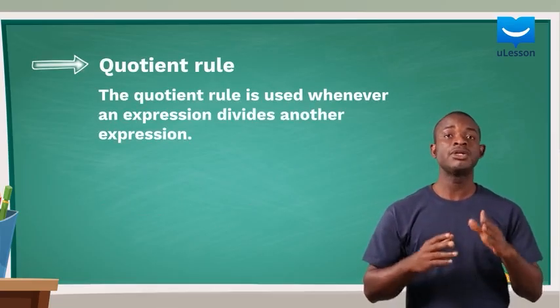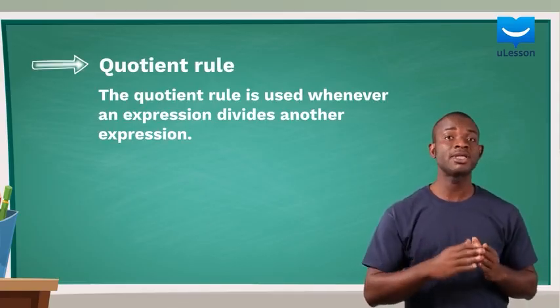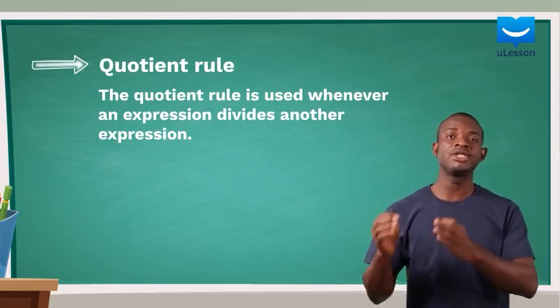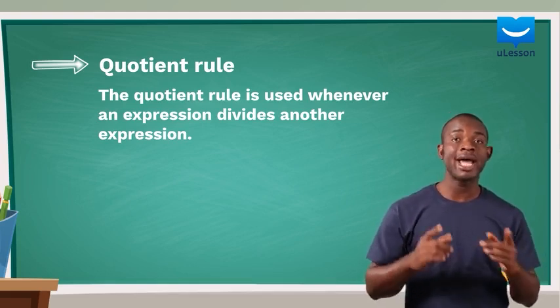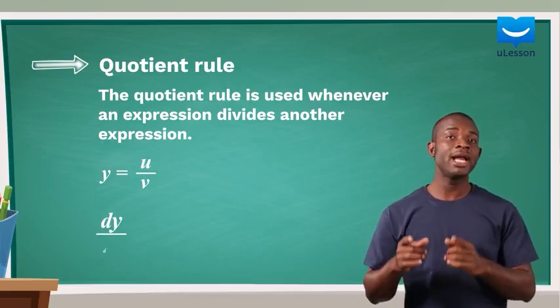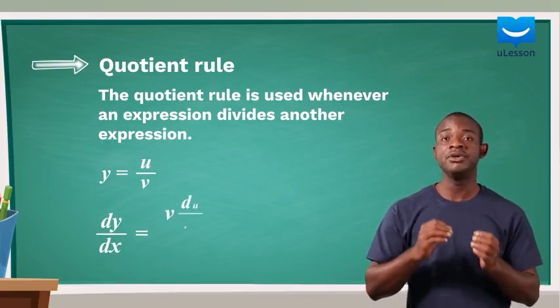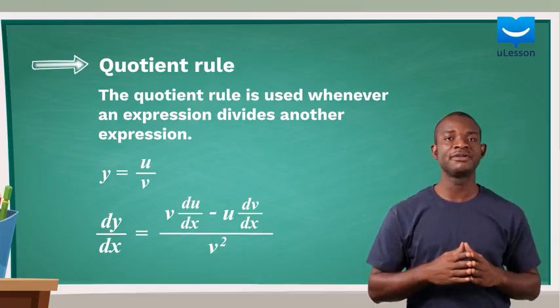The quotient rule is used whenever an expression divides another expression. It was derived using the product and chain rules. It states that for any given function y such that y equals u over v, then dy/dx equals v du/dx minus u dv/dx, all over v squared.